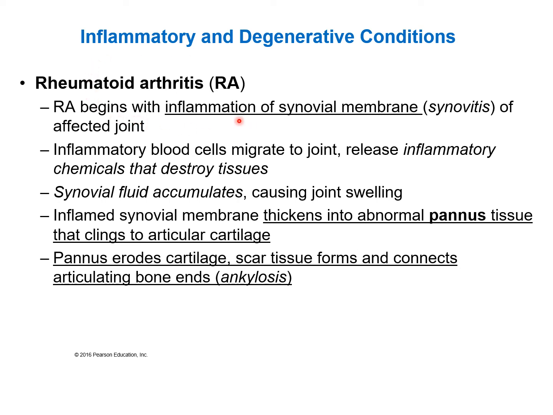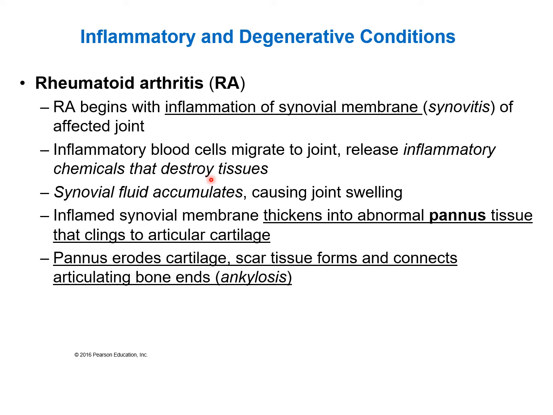Okay, so rheumatoid arthritis begins with inflammation of the synovial membrane. We call this synovitis, because what's happening is the immune system is attacking the synovial membrane. So the synovial membrane starts to become inflamed. It's getting damaged, and it sets off an inflammatory response. Inflammatory blood cells migrate to the joint. Basically, there are cells associated with responding to inflammation. They're going to travel to that joint, and they're going to start releasing inflammatory chemicals that destroy the tissue.